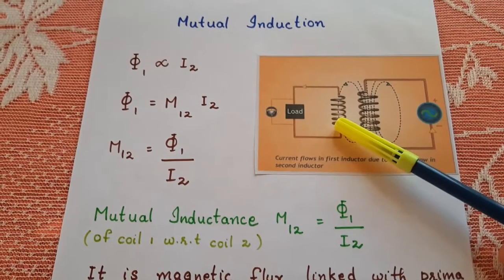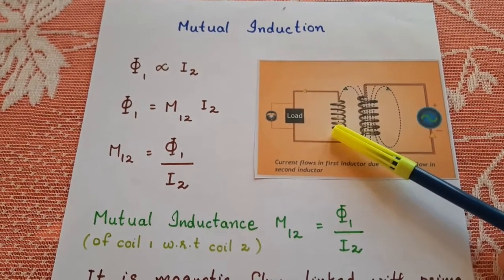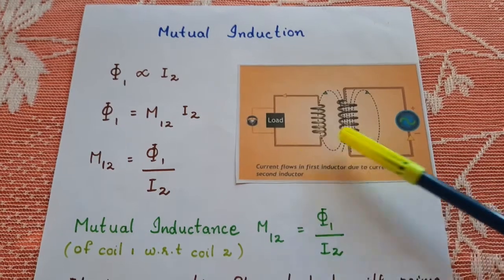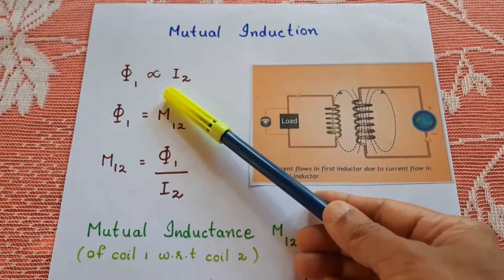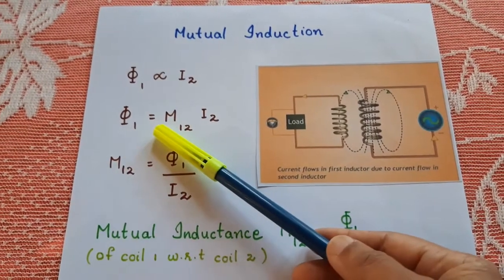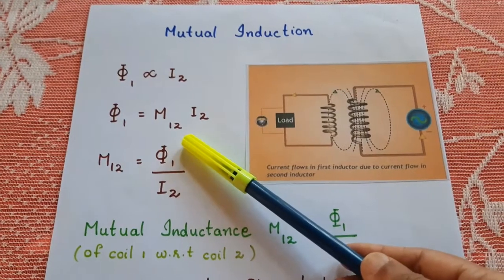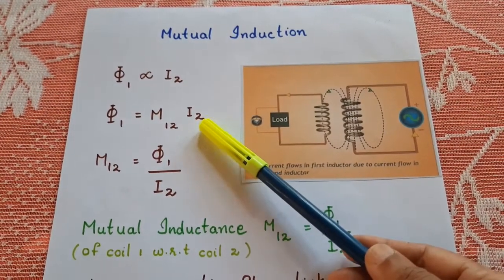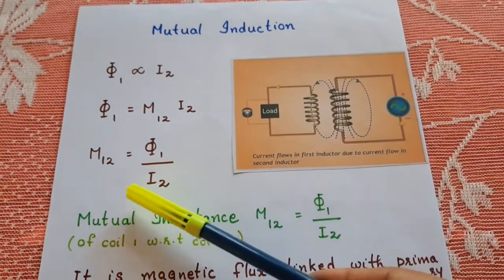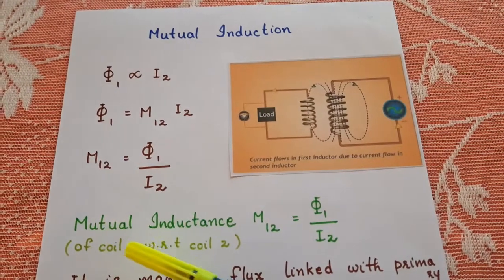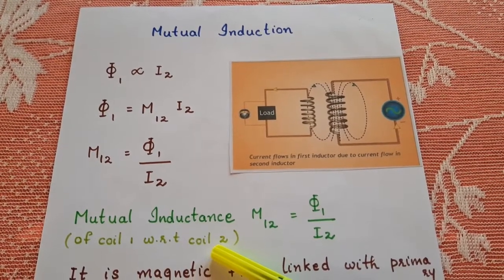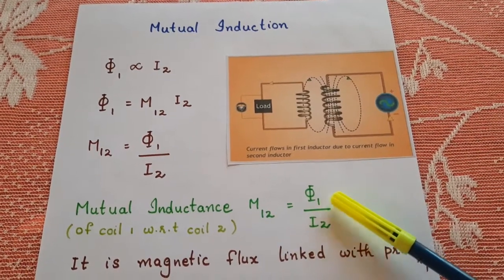The flux associated with the first coil is directly proportional to the current flowing through the second coil. Therefore, we can write phi1 proportional to I2, or phi1 is equal to M12 into I2, where M12 is a constant known as mutual inductance. Mutual inductance of coil 1 with respect to coil 2. It is equal to phi1 by I2.